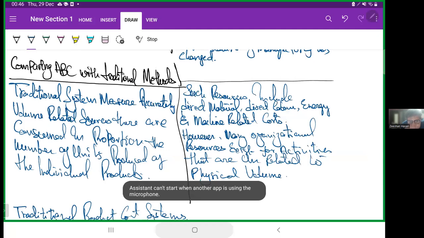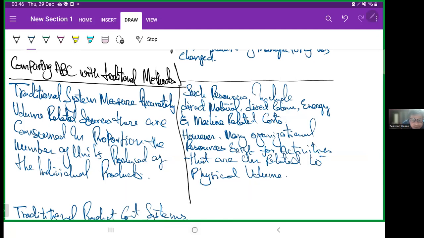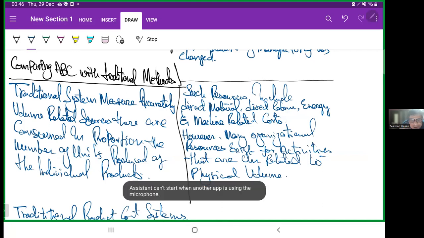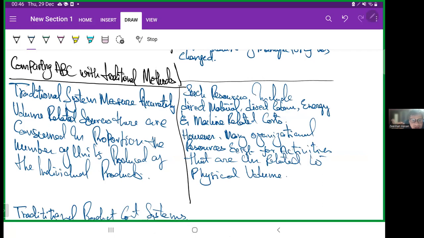So now let us compare ABC, activity-based costing, with the traditional method. The traditional systems accurately measure volume-related resources that are consumed in proportion to the number of units produced of the individual products, such as direct materials or direct labor, energy, or machine-related cost.